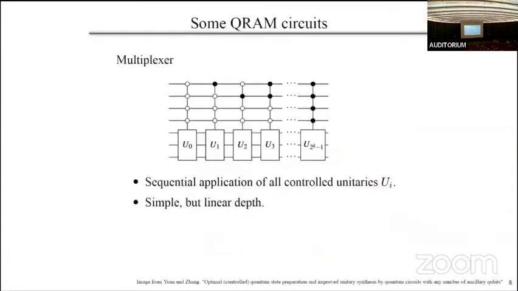There are many types of QRAM circuits. For example, one I'm showing here is a multiplexer, in which you try all the combinations sequentially, all the unitaries you need, until you load all your possible quantum data into your target. This one is classically very simple, but it has linear depth, so it's not something we would like.